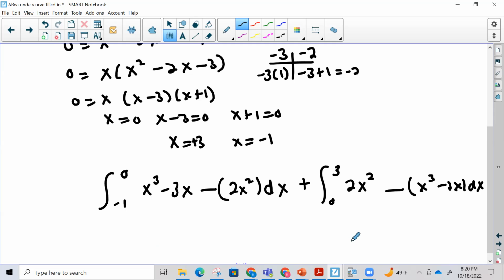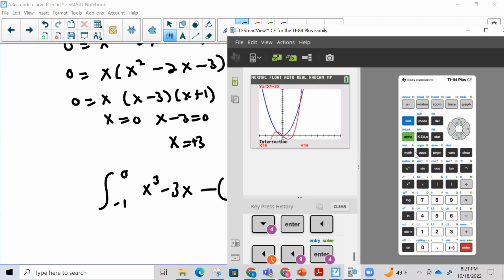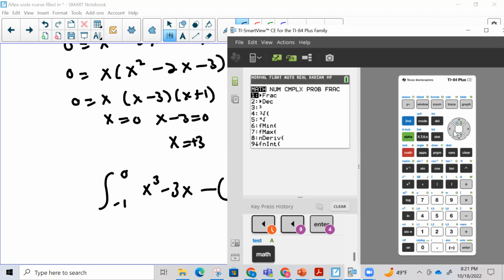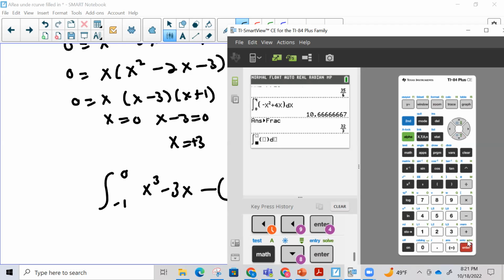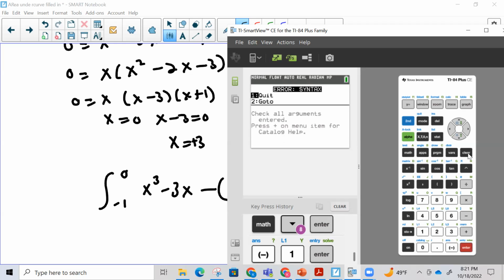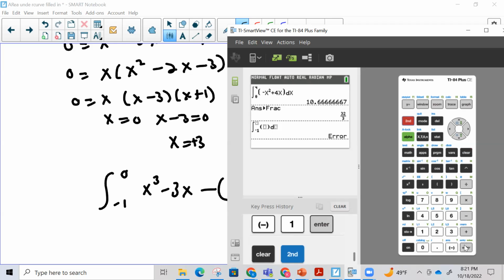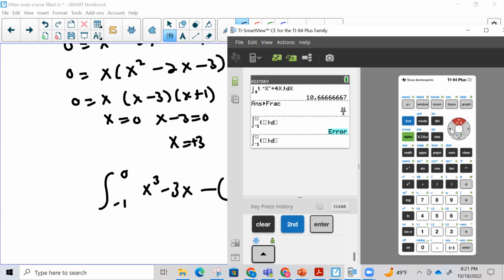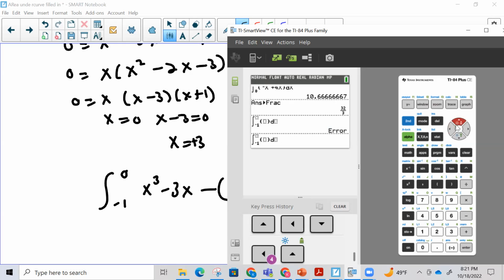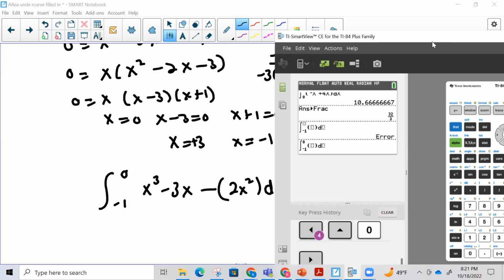Again, you can use your calculator. I just wanted to set it up for you, but I'll use my calculator again just to save time. So if I want to graph or do the integral, I would do math and then number 9. I would do my -1. I did not want to hit enter. Zero. And then x cubed minus 3x minus 2x squared.